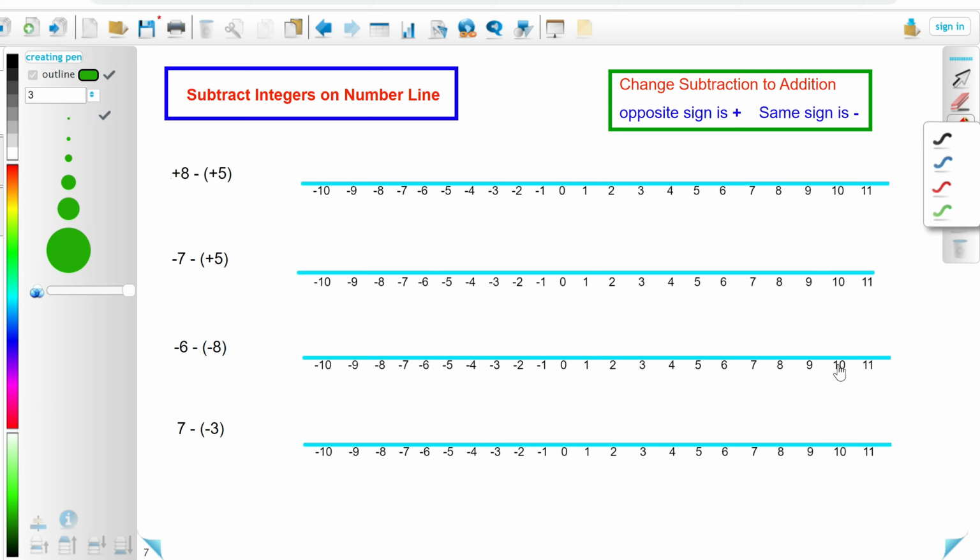Now we are going to subtract integers, okay? Now, how do we subtract integers? Well, remember one thing, subtraction is same as addition but reverse of it, right? So that is kind of important to understand. So how we subtract is we change the subtraction sign to addition and then we add. So that is what we do. So let me explain what we are trying to do here.